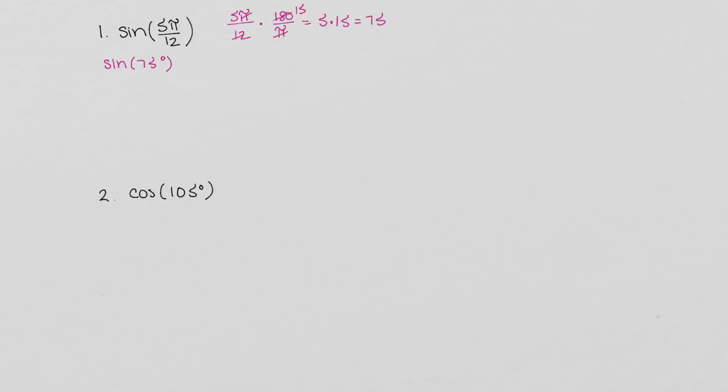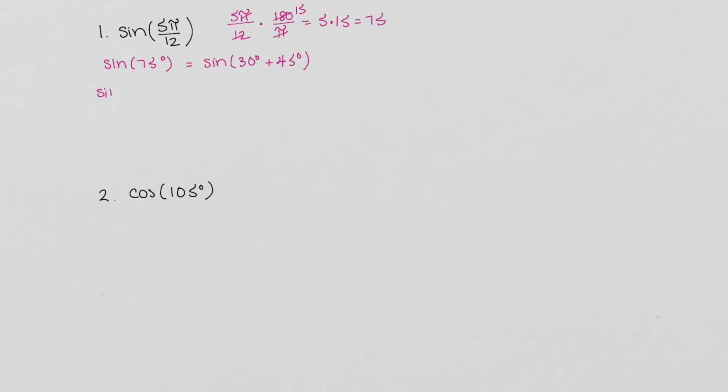And I do not know the sine of 75 degrees, but I can break 75 down into two angles that I know the sine and cosine and tangent of. And those angles are 30 degrees and 45 degrees. So this is sine of 30 degrees plus 45 degrees. And so now what I can do is I can use the sum identity for sine to find the numeric value for sine of 75 degrees.